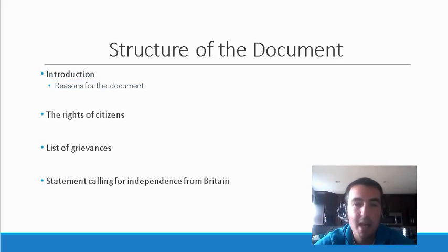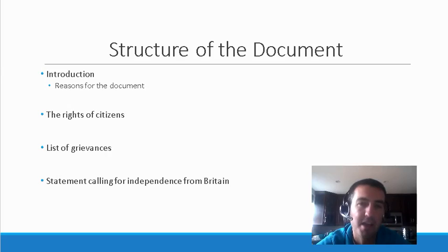So when you look at the document, when you do this topic and the assignment that is underneath this lesson, you're going to have to know the basic structure of the document. So I'm going to go over that briefly. There's 4 parts. There's the introduction, which is why they wrote it. There's the rights of citizens, where they explain what they think the rights of people should be. The third part is the list of grievances. I'm going to show you that in a second. That's the part I want you to focus on. The list of grievances is why they wrote the document.